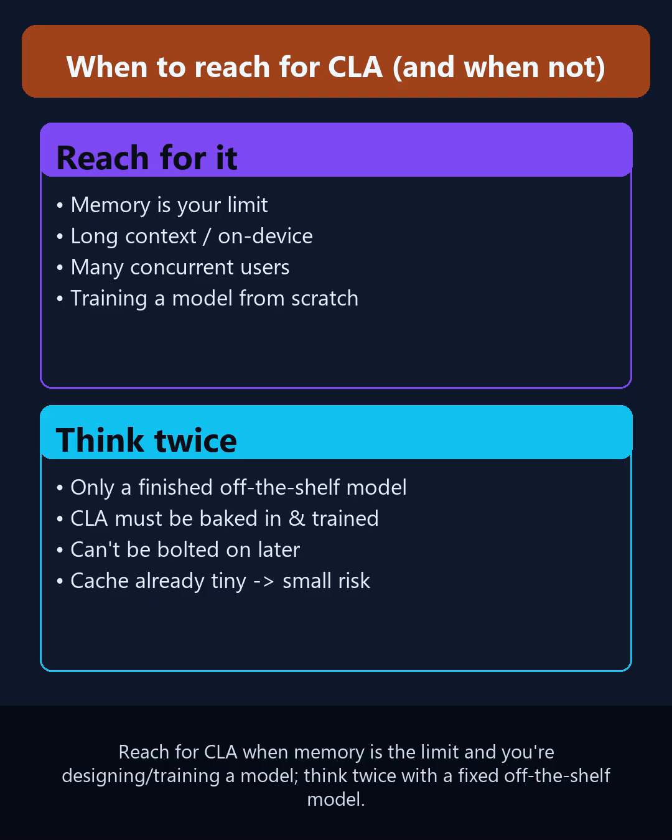So, when should you reach for it? Reach for CLA when memory is your limit, long context, on device, or many concurrent users, and when you are training or designing a model from scratch. Think twice if you only have a finished off-the-shelf model, since CLA must be baked in and trained, not bolted on later. And if your cache is already tiny, the extra sharing may not be worth the small quality risk.